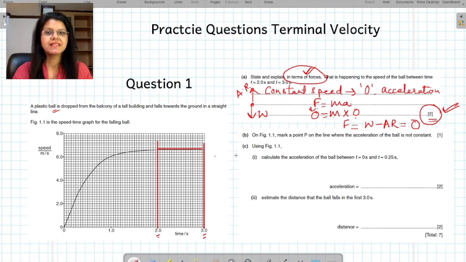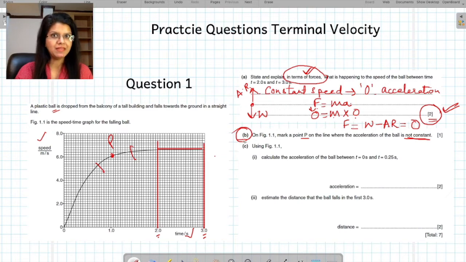Right? Let us come to the B part. On this figure, mark a point P on the line where the acceleration of the ball is not constant. On a speed time graph, the acceleration is constant when it is a straight line, right? Not constant when it is a curve. Where do you see a curve? From here to here you see a curve. So you can mark a point somewhere, anywhere here. So that should give you the answer for B part.